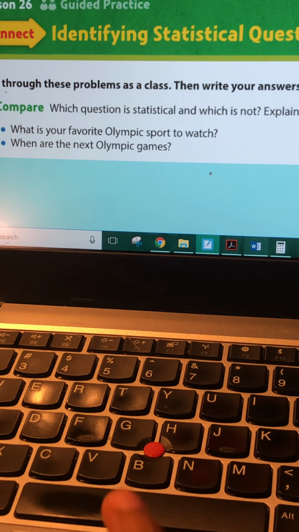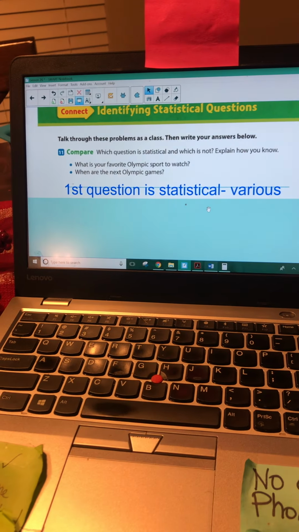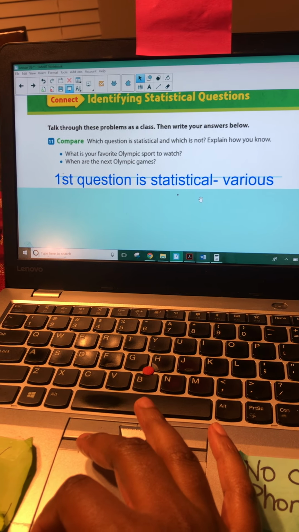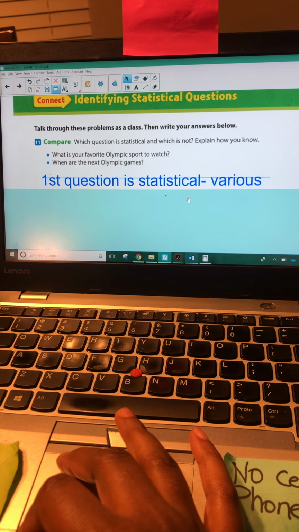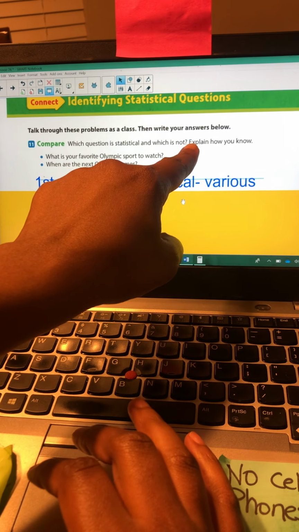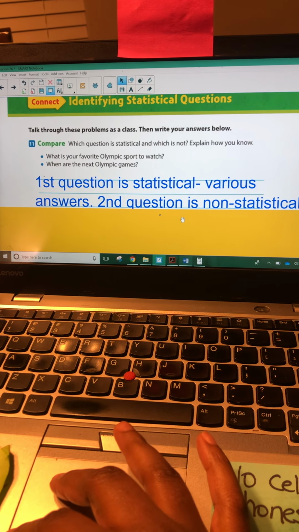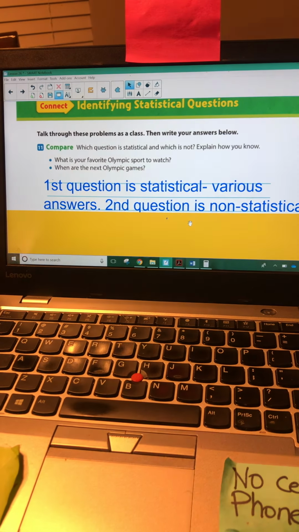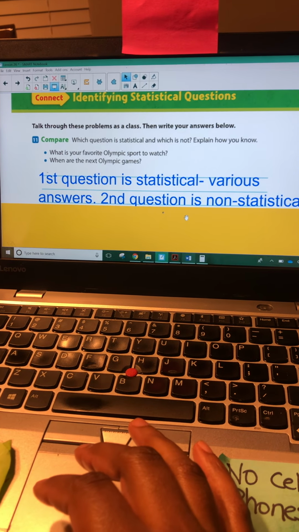I agree. So let's see what I have, okay? I say that the first question is statistical. So you guys are smart cookies. Way to go, guys. And the reason why, because remember that keyword says explain, is because you will get various answers. What is your favorite Olympic sport to watch? Well, a lot of people are going to tell me various answers, okay?